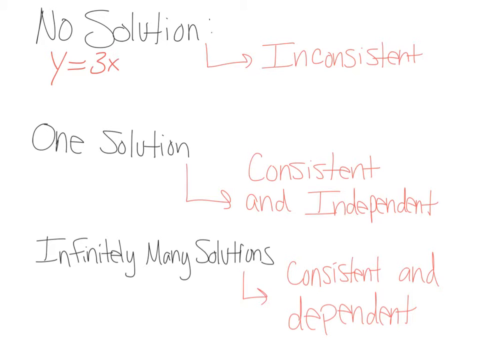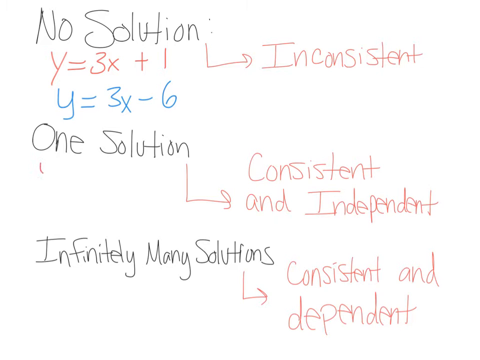So for example, if I have y is equal to 3x plus 1, and then my second equation, y is equal to 3x minus 6. If our equations have the same slopes and different y-intercepts, we know just from that information that these are parallel lines. And so I would already say that's no solution and it is inconsistent.